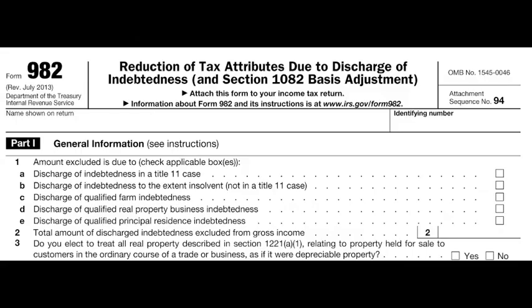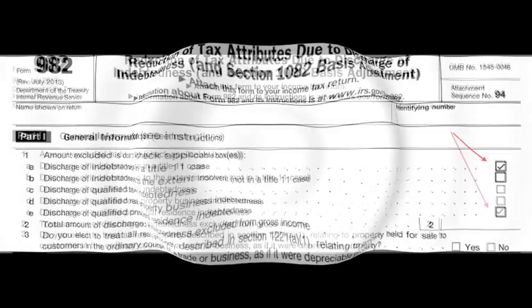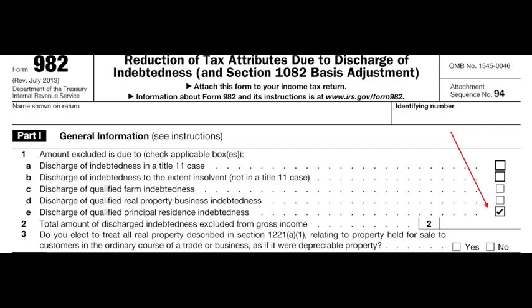So on the Form 982, we're only going to be filling in information at the very top section here, numbers 1 and 2. If you had Chapter 11 bankruptcy and that's why you received the 1099-C, then what you need to do is check box 1A. If the 1099-C debt was because of the home that you were living in, then you would need to check box 1E.